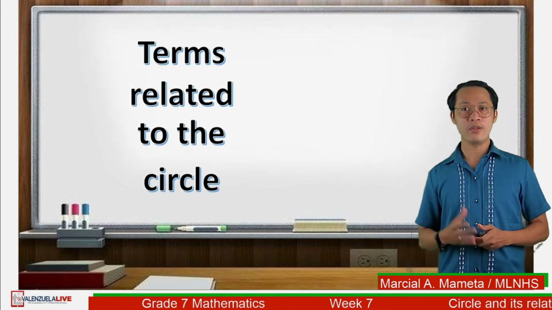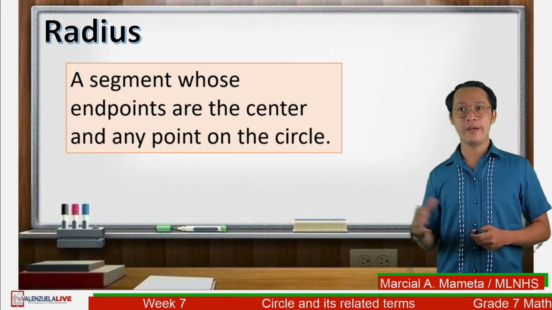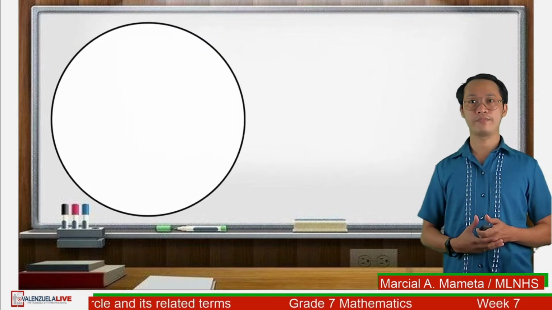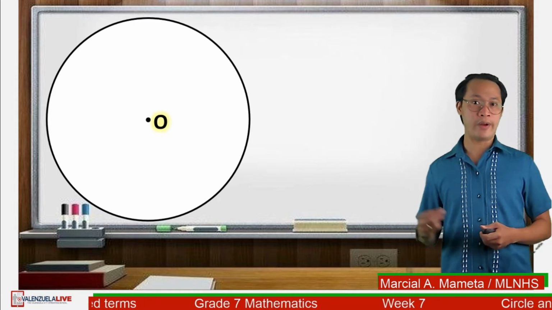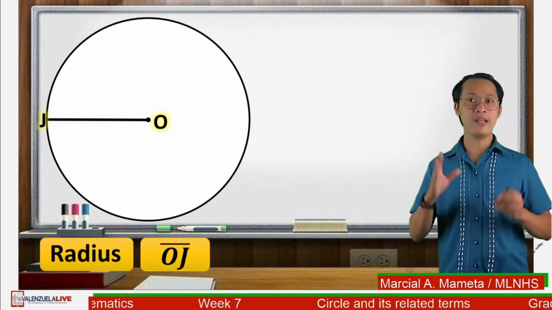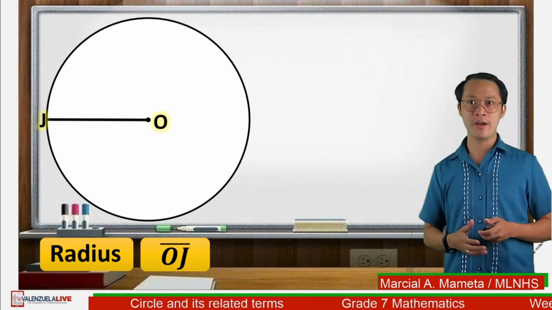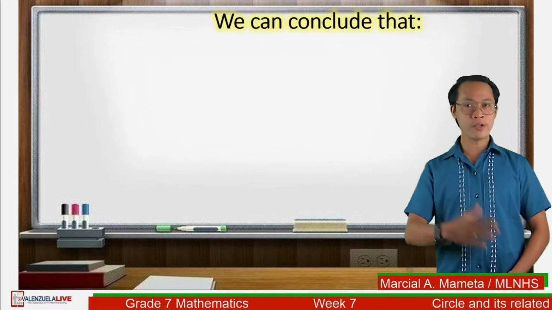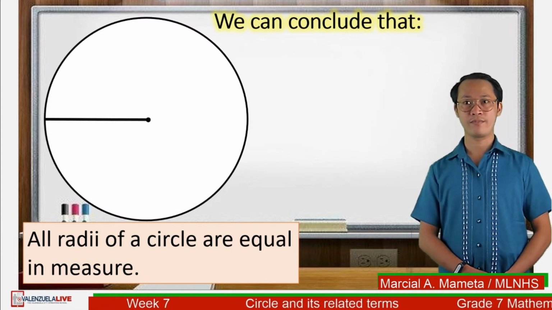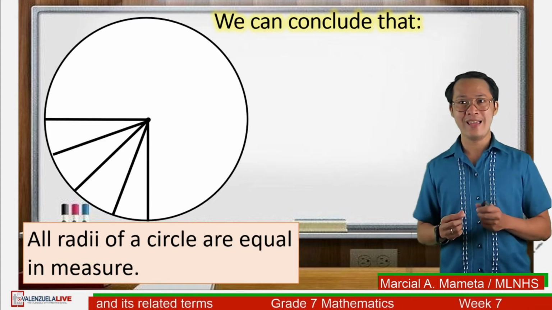Terms related to the circle. The first term related to the circle is a radius. A radius is a segment whose endpoints are the center and any point on the circle. In the circle to my right, line segment OJ is called the radius. Again, line segment OJ is called the radius. It is a line segment from the center to any point on the circle. We can conclude that all radii of a circle are equal in measure, just like this. 1, 2, 3, 4, and 5. Again, all radii of a circle are equal in measure.